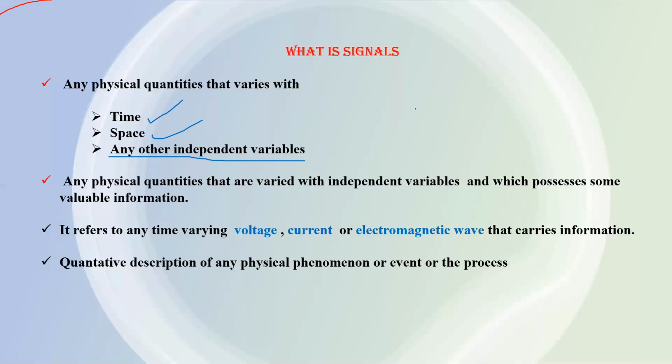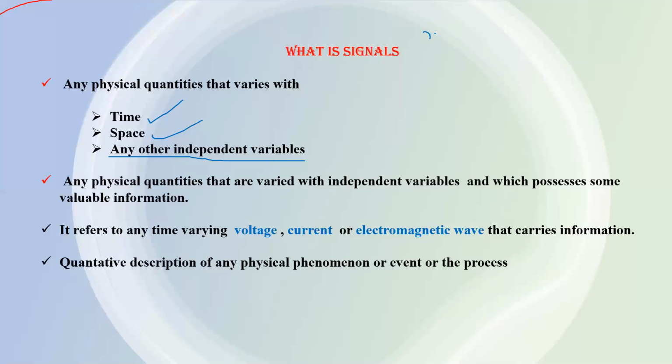For example, pressure. It is a signal and it is a function of the independent variable height. As the altitude, as the height changes, pressure will change. So pressure is a signal and here the independent variable is height. Similarly, current and voltage are all signals. As the time changes, current will change. As the time changes, voltage will change. So these types of physical quantities that are a function of time, space, or any other independent variable, you can say that these physical quantities are signals.